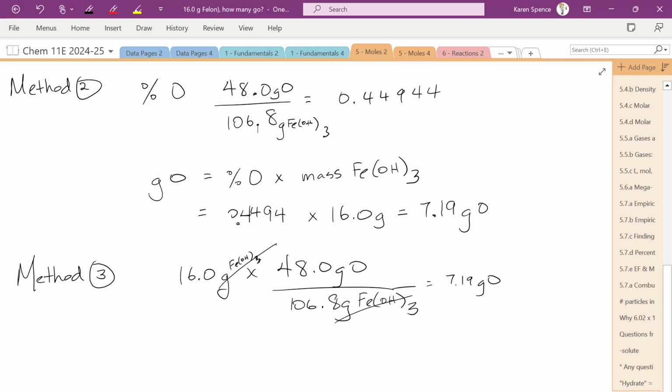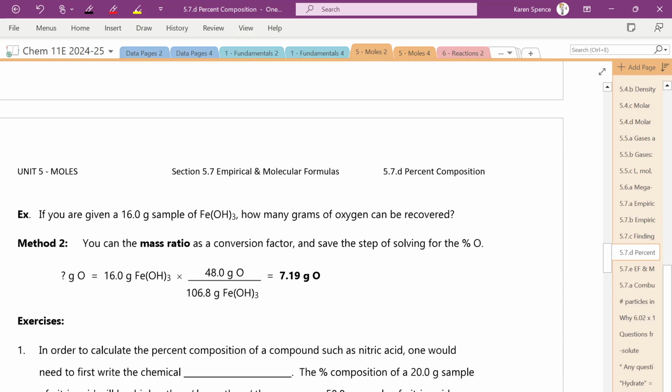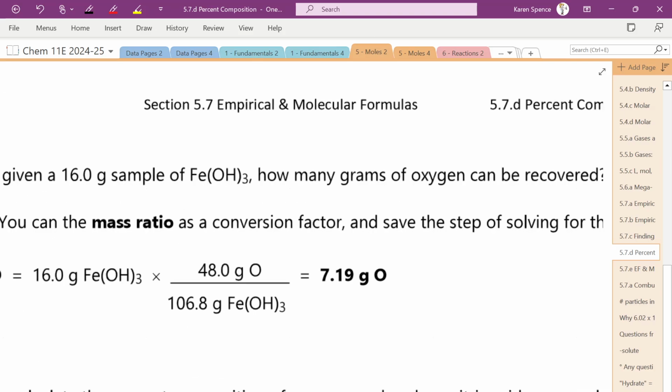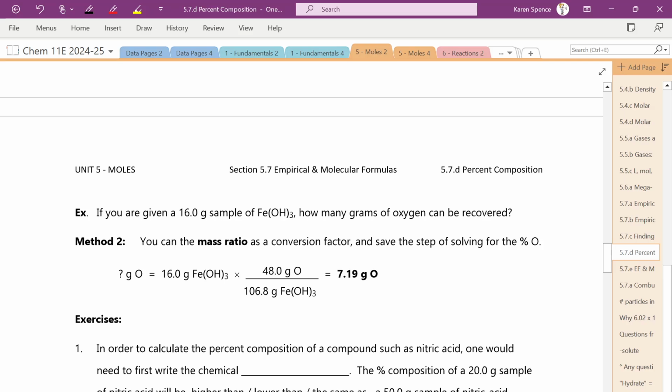So are we good with that? Okay, excellent. That was percent composition, and I think that's it for that. Yeah, so we have method 1, find the percentage. Method 2, use the mass ratio, and I didn't have the other one where you went through moles, but you can definitely do that too. All right, moving right along.